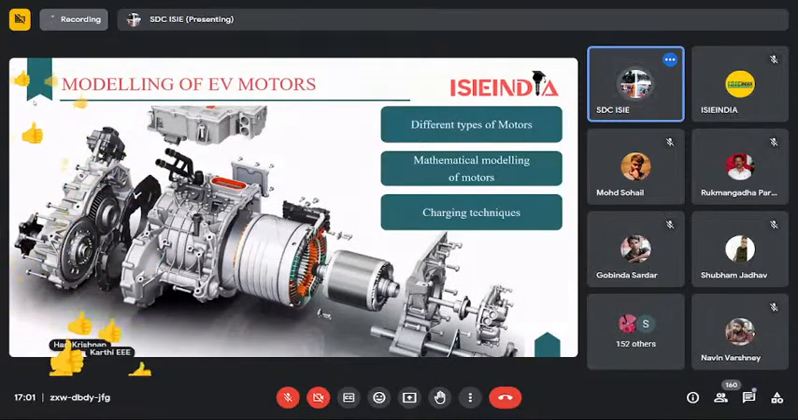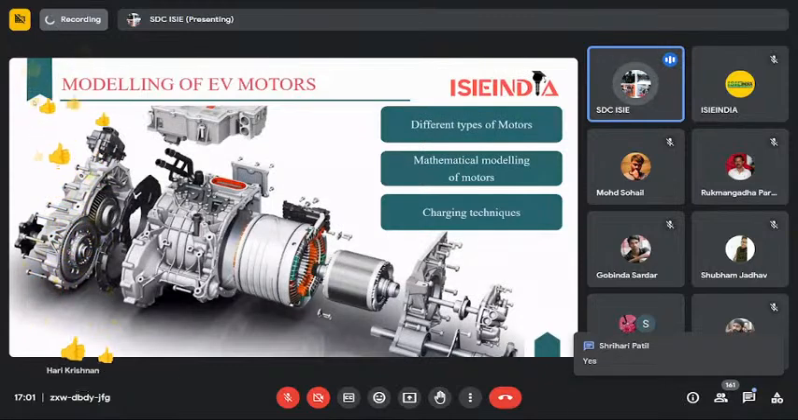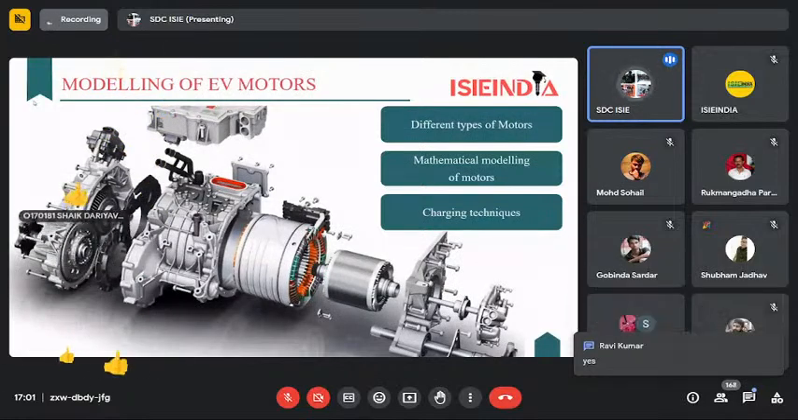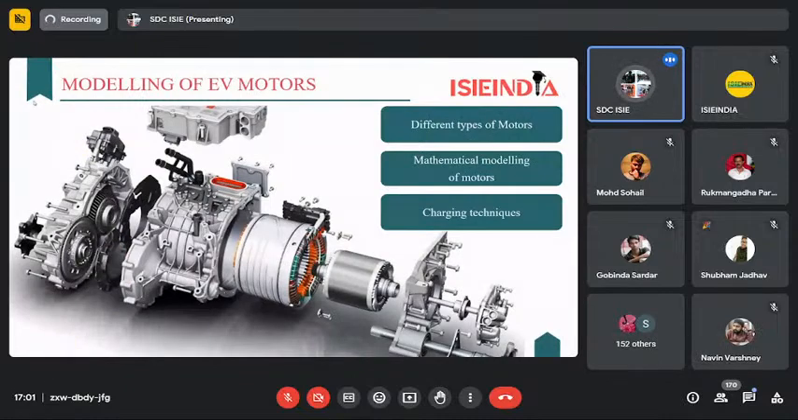Okay, so good. Today I'm going to share my view on the topic of modeling of EV motor and discuss different types of motor, mathematical equations and charging techniques. So we are going to start the session now.